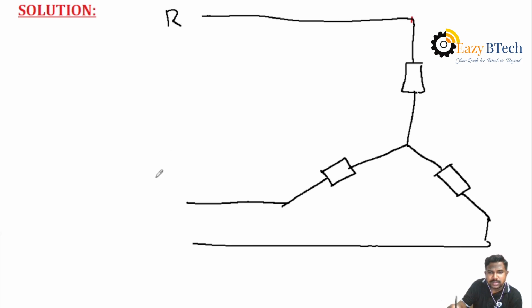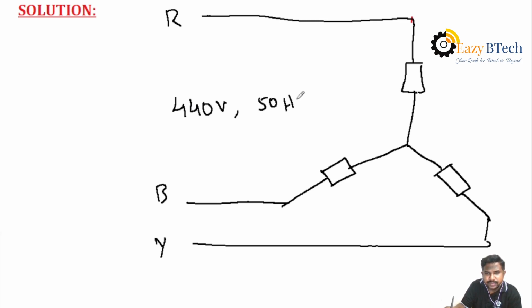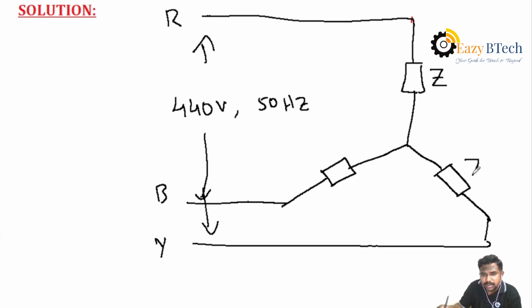Then we consider the three phases R, Y, B. Then the given three phase supply voltage is 440 volts, 50 hertz. This is the three phase supply also. Hence the given impedances are equal. That's why it is a balanced system.